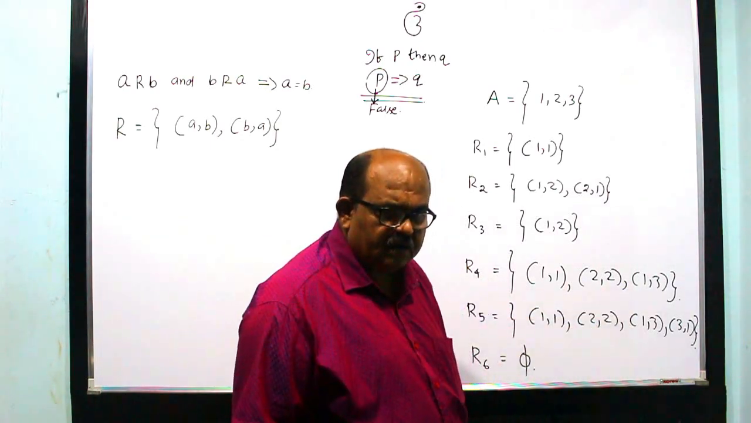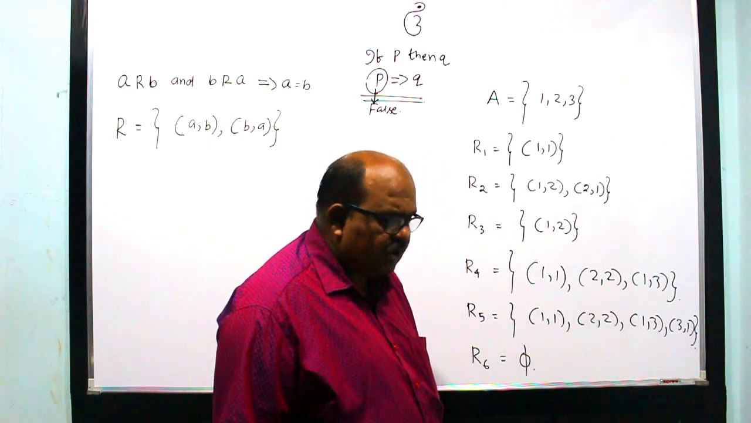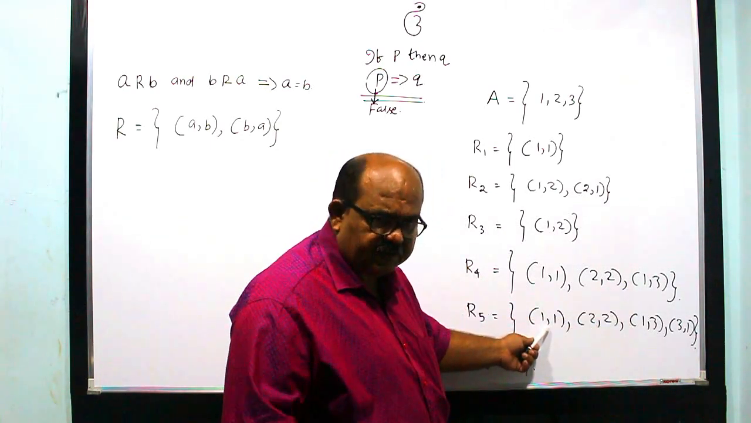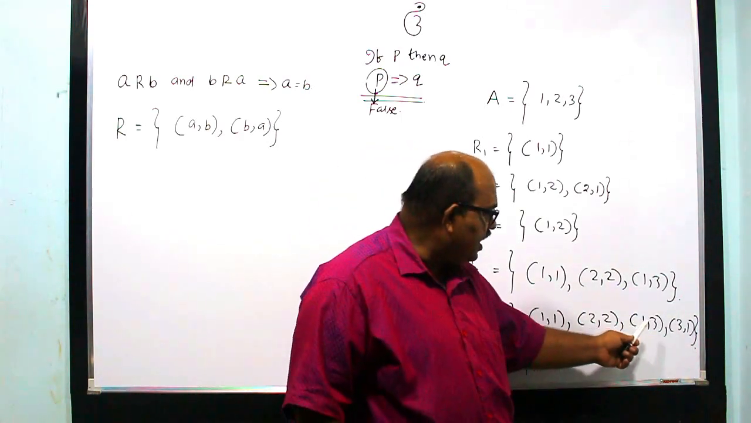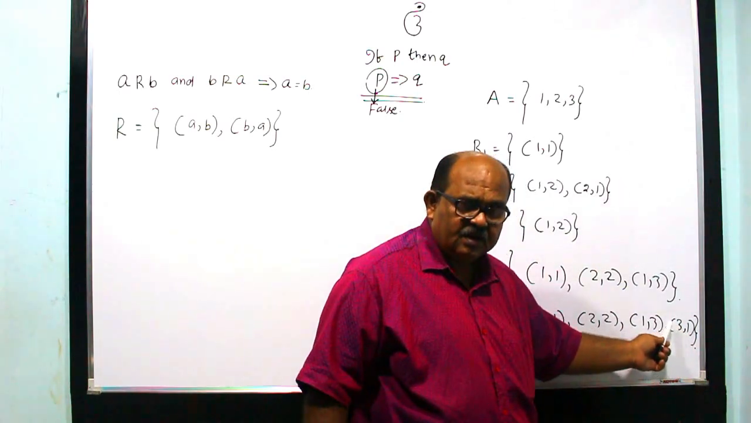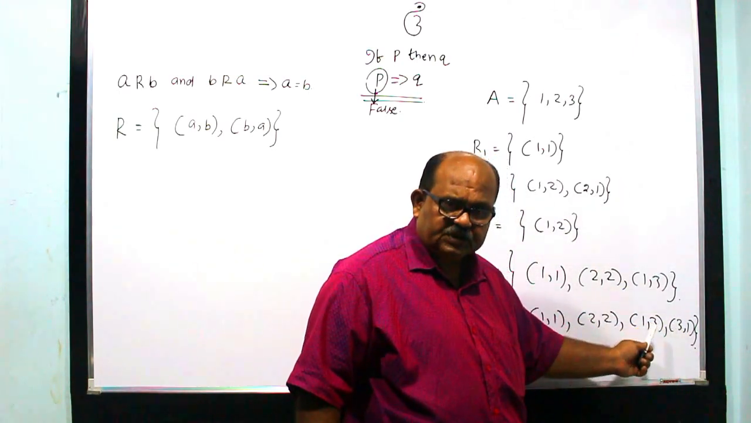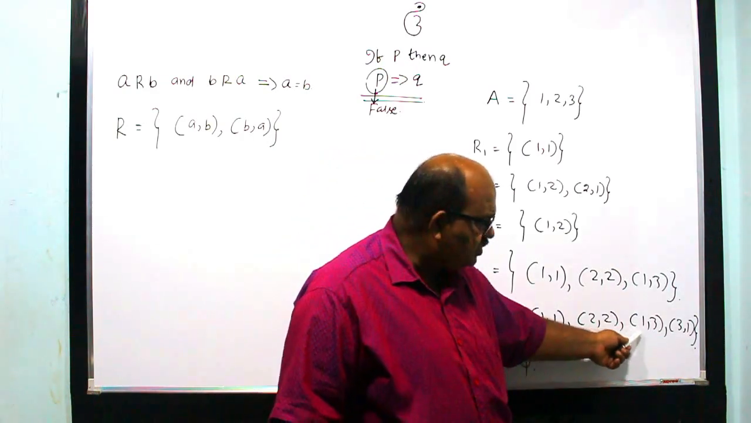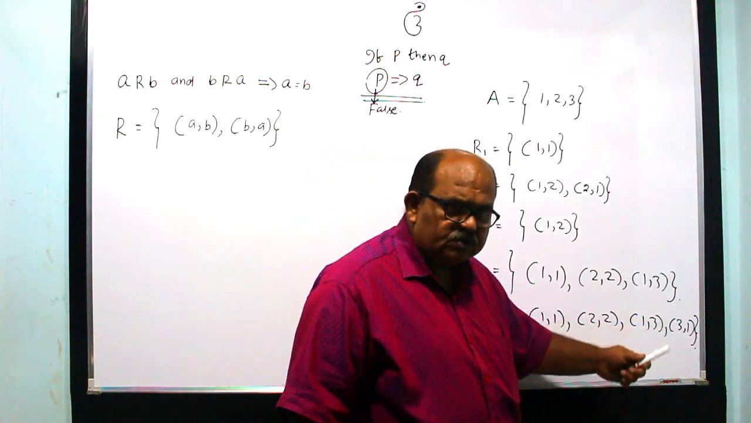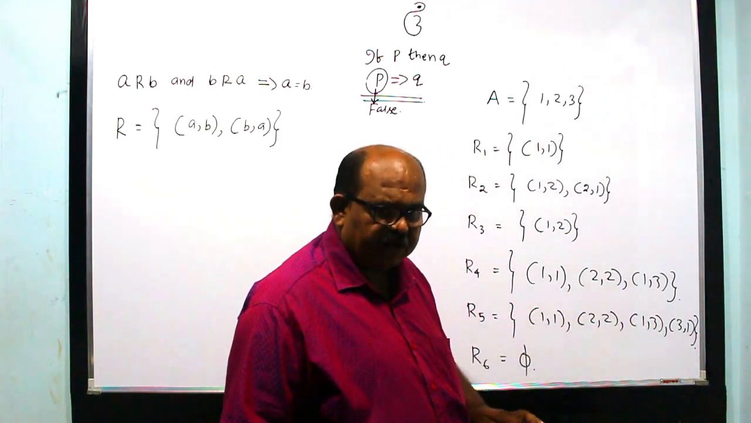Now come to R5 is equal to 1 1, 2 2, 1 3, 3 1. Is this antisymmetric? 1 1 will fulfill the antisymmetric condition. 2 2 will fulfill the antisymmetric condition. But here 1 3 and 3 1 are there, so A B and B A both are present. So we will search for A is equal to B. Is it A is equal to B? No. So this is not antisymmetric.